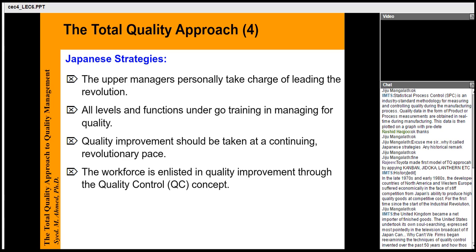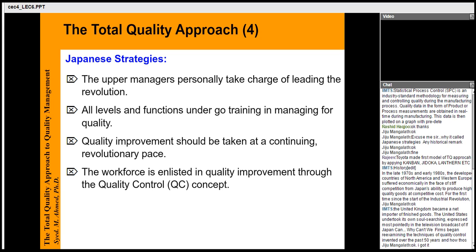So basically we talk of the Japanese way, because Japan is the first country that started working on total quality management even before the European and North American countries did. That's why it is written here: if the Japanese can look at the quality part, why can't we? So the Japanese strategy is one of the oldest strategies of managing total quality management.